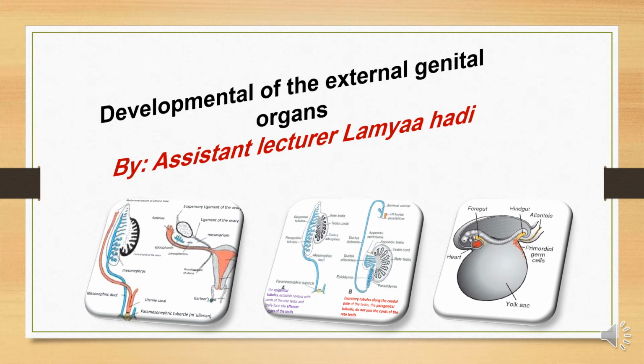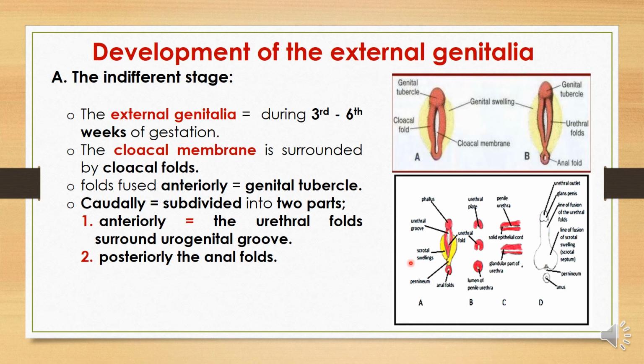Development of the external genital organs. Now, development of the external genitalia. First, in different stages. External genitalia develops during 3 to 6 weeks of the gestation.